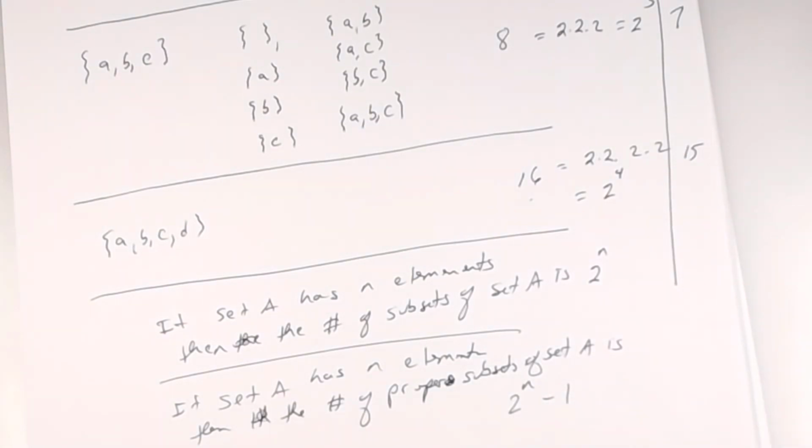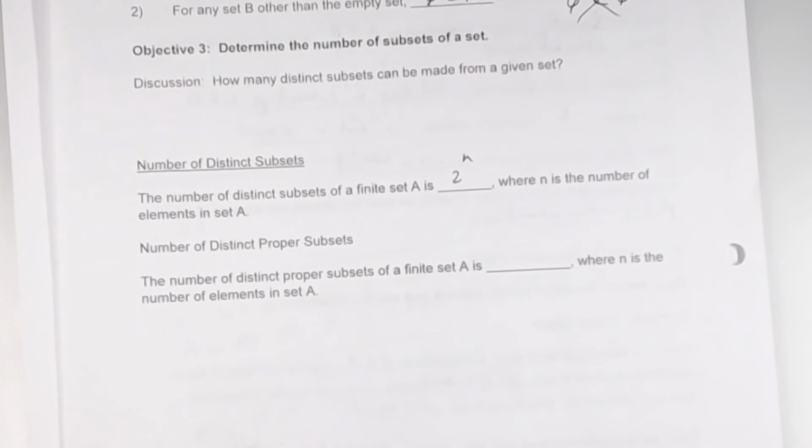All right, so on that blank right here, see the number of distinct proper subsets? What goes in that blank? The number of distinct proper subsets of a finite set A is what? 2 to the n minus 1.